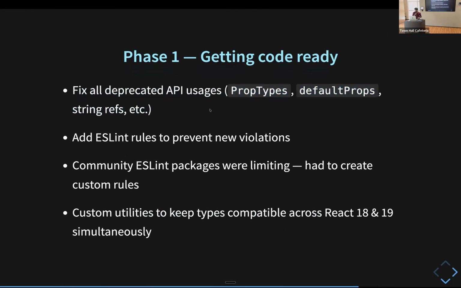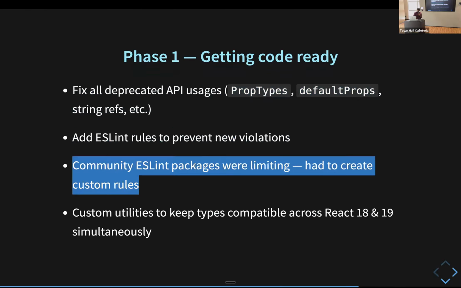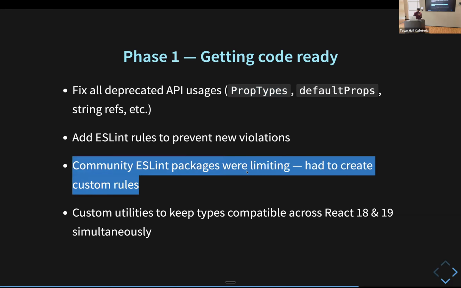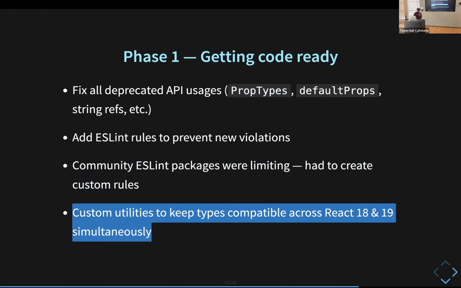So what we did is we initially created ESLint rules for all these deprecated APIs, which helped us catch all the places where these particular APIs were used. There are a few community packages around React 19 ESLint rules which would flag these deprecated APIs, but they were kind of limiting. So we went ahead with creating custom ESLint rules internally, and also had to create a couple of internal utilities, so our code base is compatible with both 18 and 19.